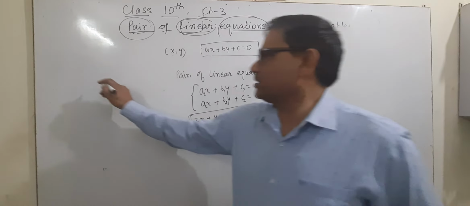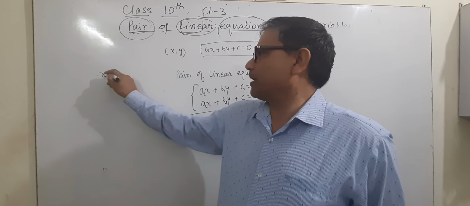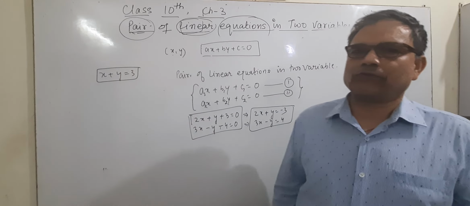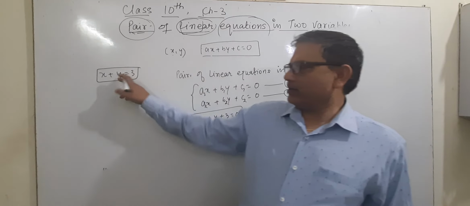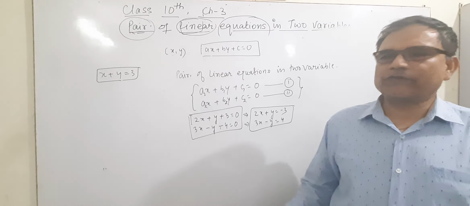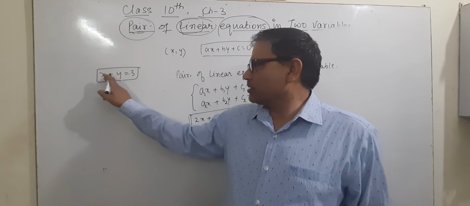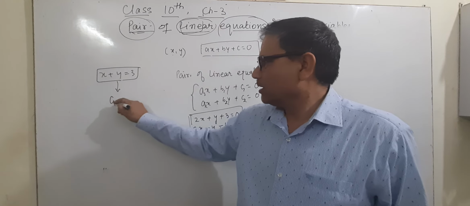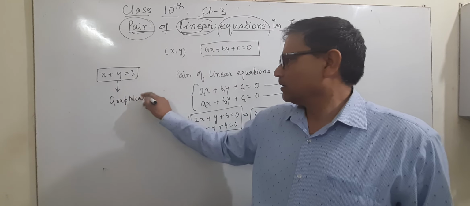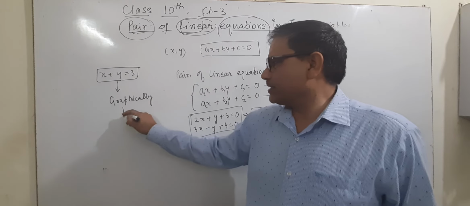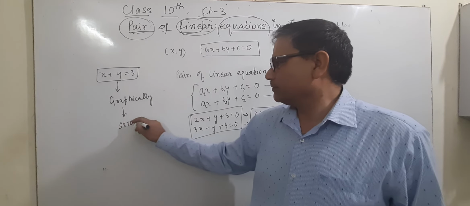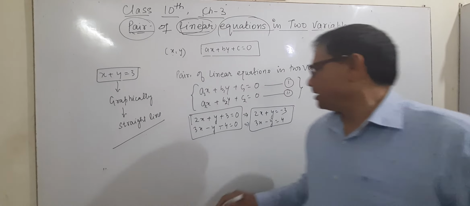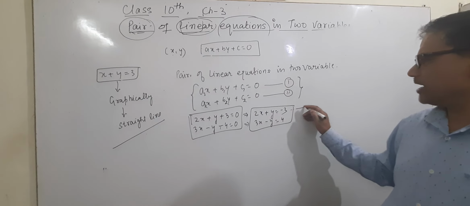In 9th class, we took an example, x plus y is equal to 3. When we draw the graph, it forms a line. We will solve graphically later on, but a linear equation graphically represents a straight line. It will look like this. This is the straight line.